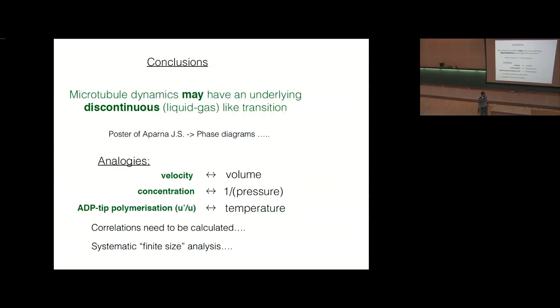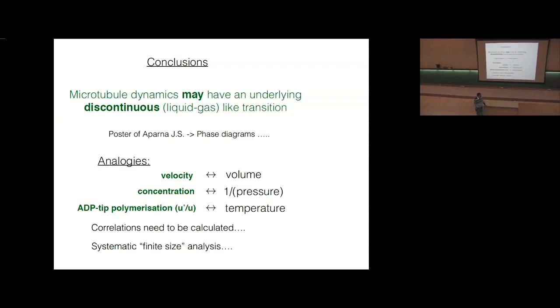Since you have a smooth transition between growing and shrinking phases, how do you propose to identify the frequency of catastrophes, for example, to match with experiments? Frequency of catastrophe will come from the time histories. For individual values of u prime by u naught and concentration, you will have x-t histories, and from there you can draw out catastrophe frequencies. Aparna has it in her poster, you can have a look. The catastrophe frequency versus concentration, we get very close to what the Walker experiment gets.